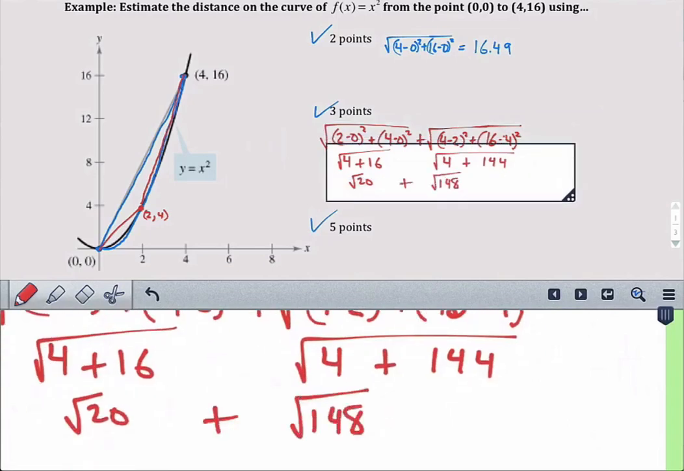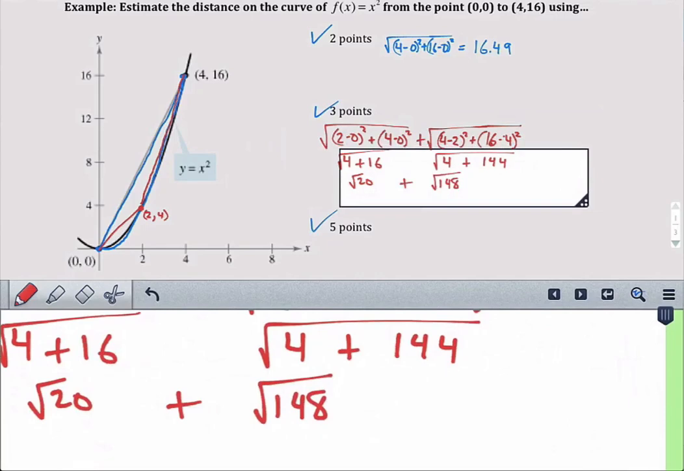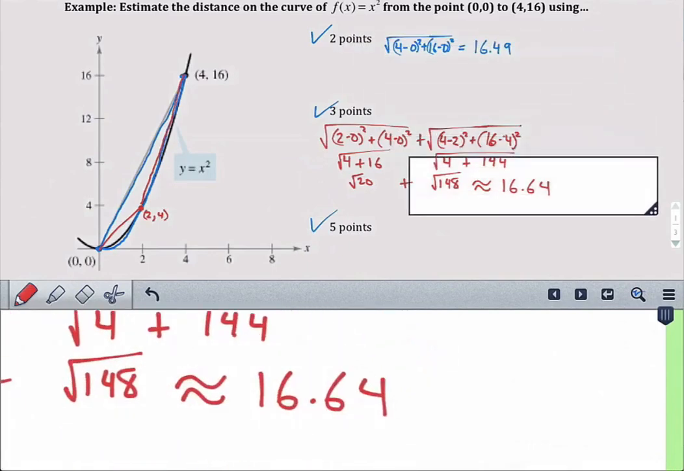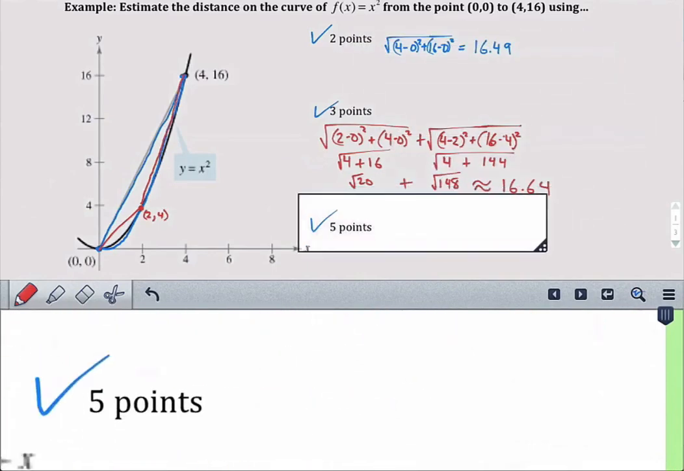And if we just approximate this in our calculator, we get about 16.64. So you can see we're getting a little bit closer, and we're narrowing down our approximations. Well, what if we added now 5 points?